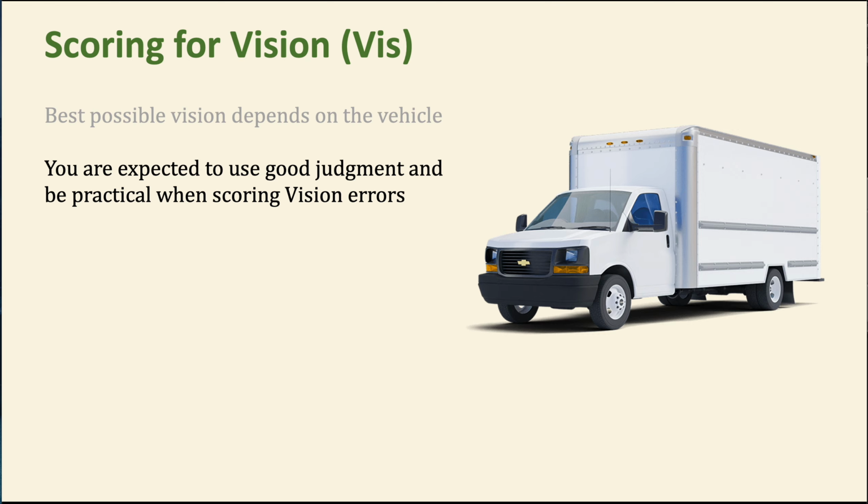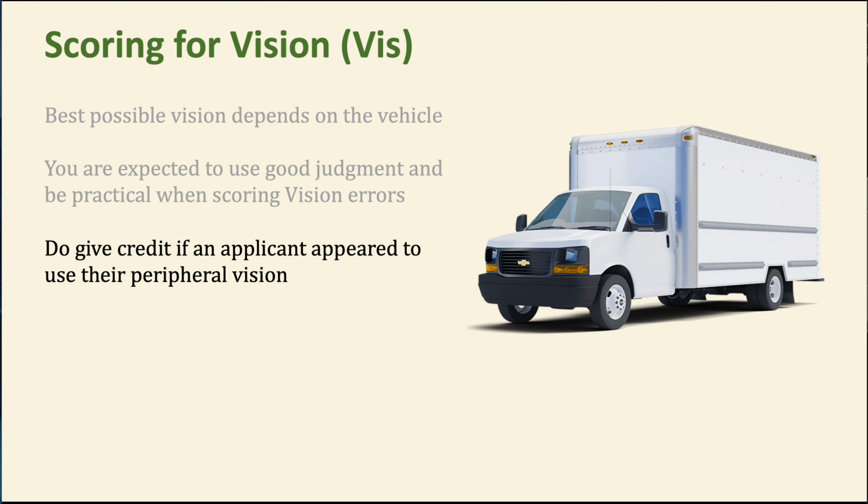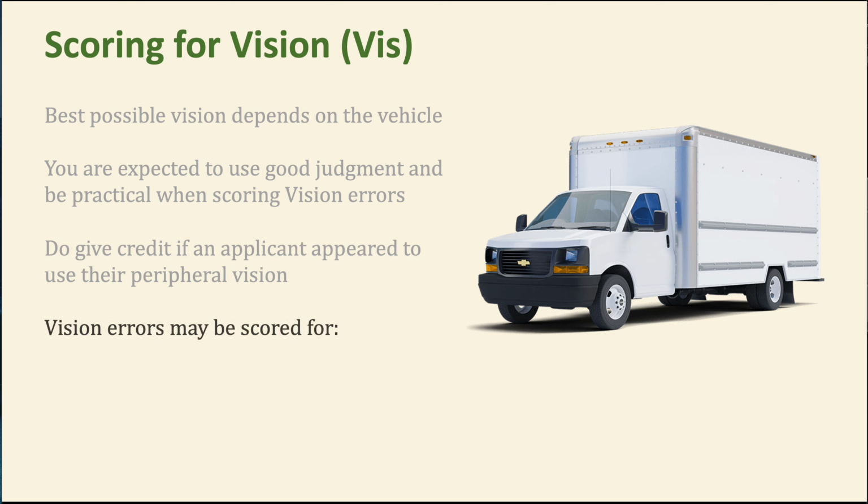Remember to use good judgment and be practical when you're scoring vision errors. Now, we're required to, as of the 2021 update, give credit if an applicant appeared to use their peripheral vision. You don't have to have their chin touch their shoulder, right? As long as it looks like you're watching their eyes, so you'll see if it looks like they're kind of bending them over to use peripheral vision.